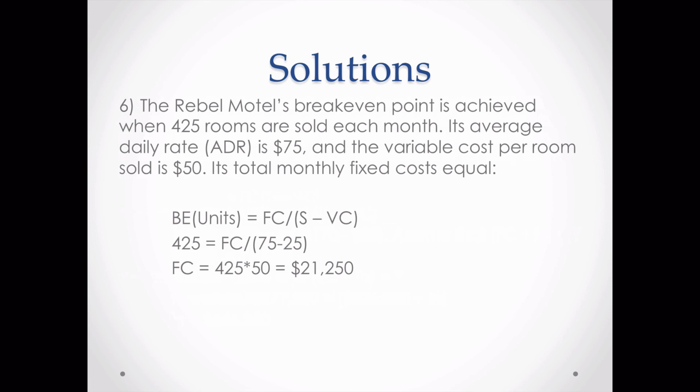Okay. So our break-even is achieved when we sell 425 rooms in a month, and the selling price is $75, and the variable cost is $50. So fixed costs have to be $21,250. So what we did is we used our break-even in units, which is fixed cost divided by sales minus variable cost, and we plugged in our units of 425, and we did our math for our contribution margin, which is sales minus variable cost, and we get 50. So we do a little bit of algebra, and fixed cost equals 425 times 50, and of course the answer is $21,250.